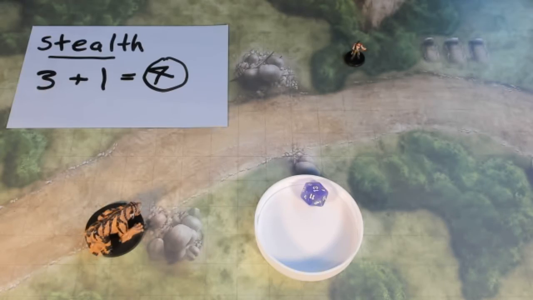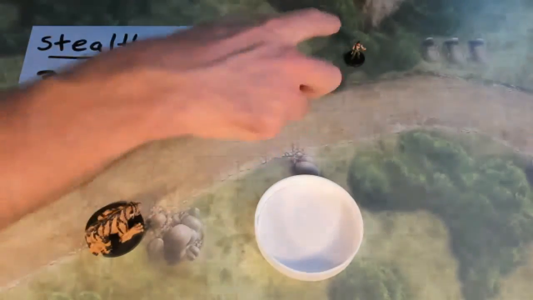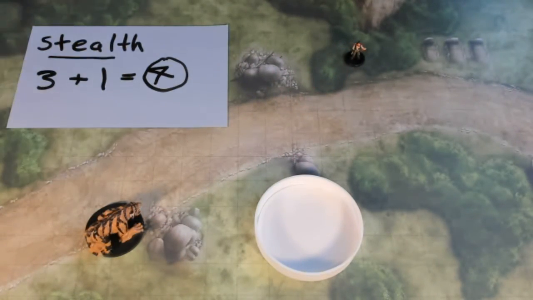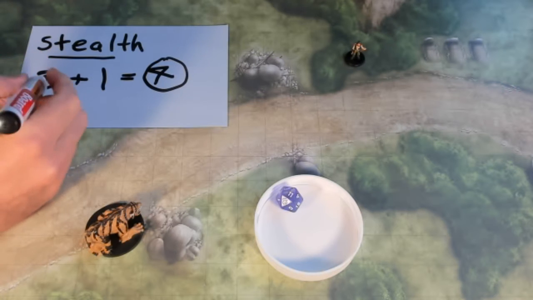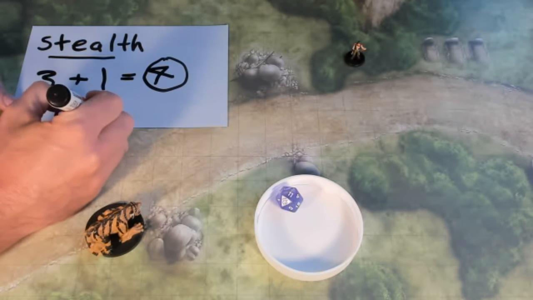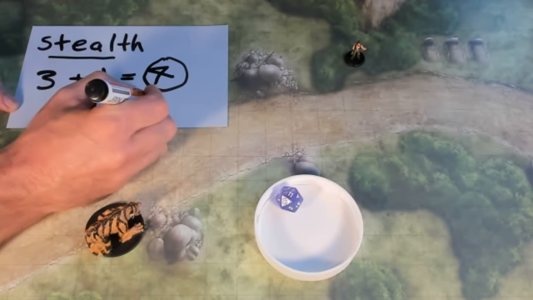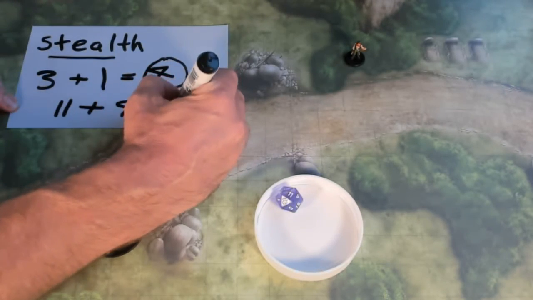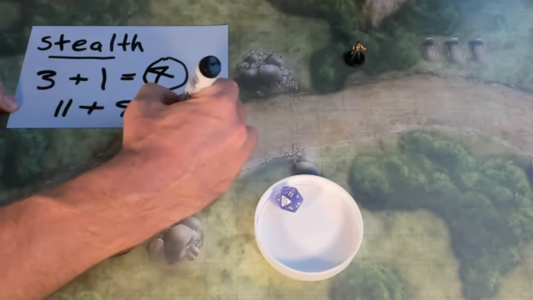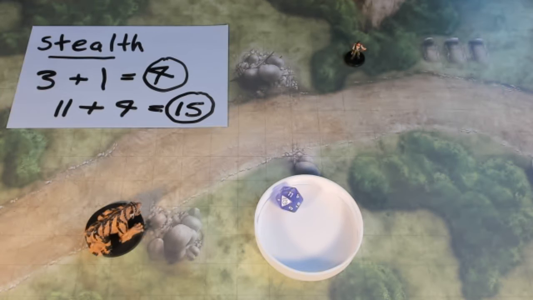So what I'm going to do is I'm going to take that number, I'm going to roll a 20-sided dice. I'm trying to hide from that tiger. The Bard alone will just get eaten. So I rolled an 11. So I take that 11, and I add my 4, and I'm going to get 15. So that's my score. And I compare my 15 to the passive perception of my tiger.